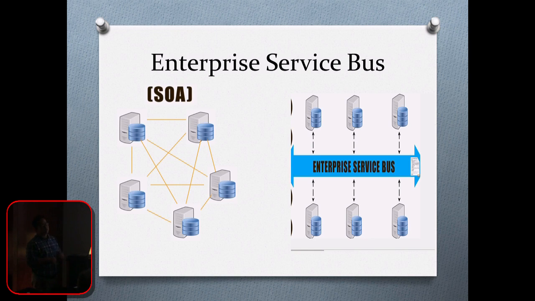Next will be the enterprise service bus. This is a very common topic. In distributed systems, SOA, service-oriented architecture, is very common. Those nodes communicate with each other by sending messages, obviously, and the messages are in, let's say, XML. One of the patterns is to make each node a service to talk to each other.